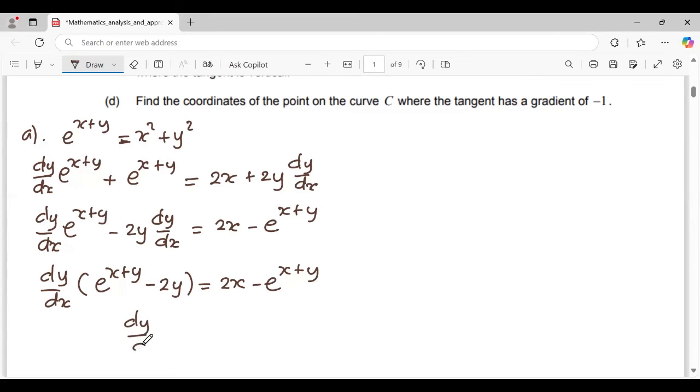So dy/dx equals (2x minus e^(x+y)) over (e^(x+y) minus 2y). Proof.